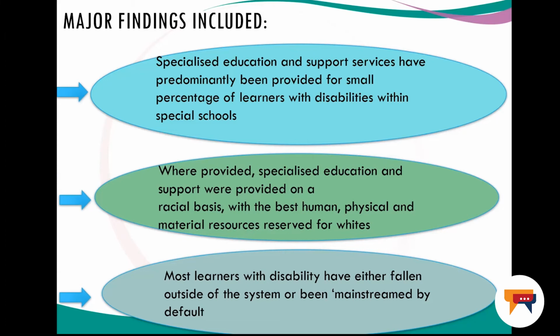The second finding was that these support services were provided on a racial basis, with the best human and physical resources reserved for schools that catered for white learners, meaning that schools situated in poor and Black communities were completely ignored. No service was offered for disadvantaged learners. Most learners with disabilities fell outside the system because there was no support available to them. In other words, their learning needs were ignored.